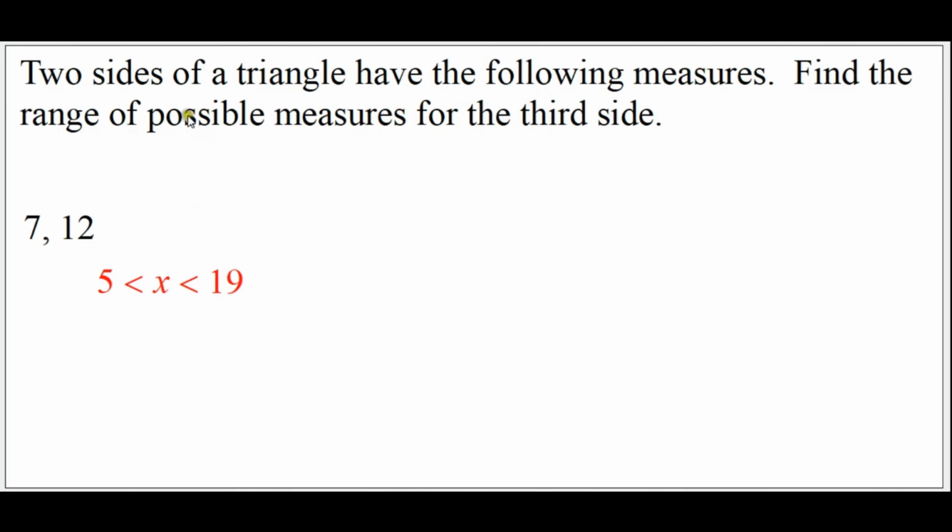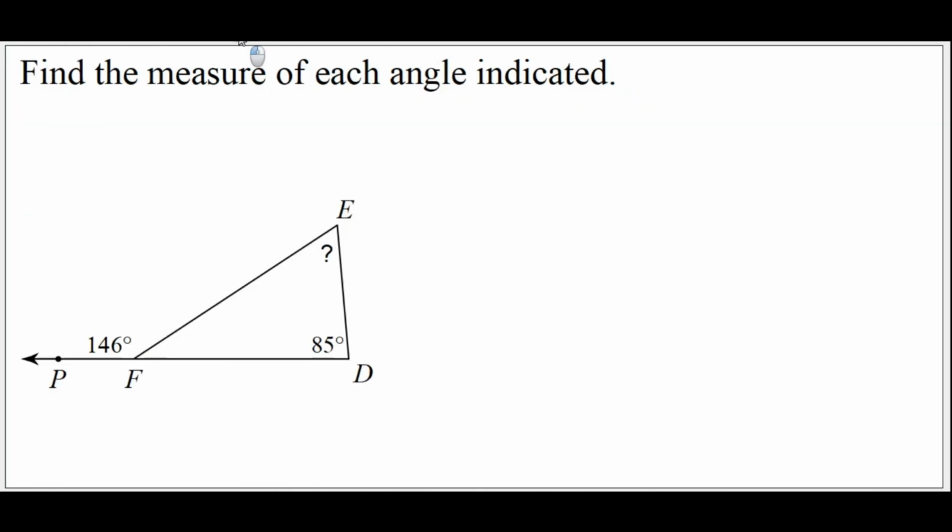How about this one? Find the measure of each angle indicated. Can you find the other angle? The answer is, oh no. So the answer would be 61. Why 61? You are just going to subtract 146 minus 85, and the answer is 61.